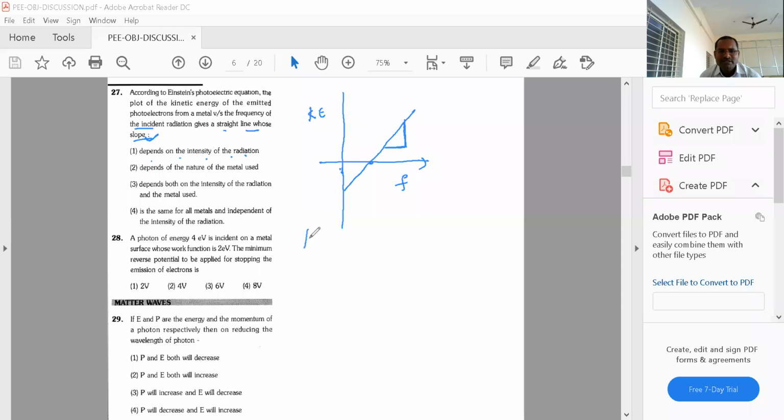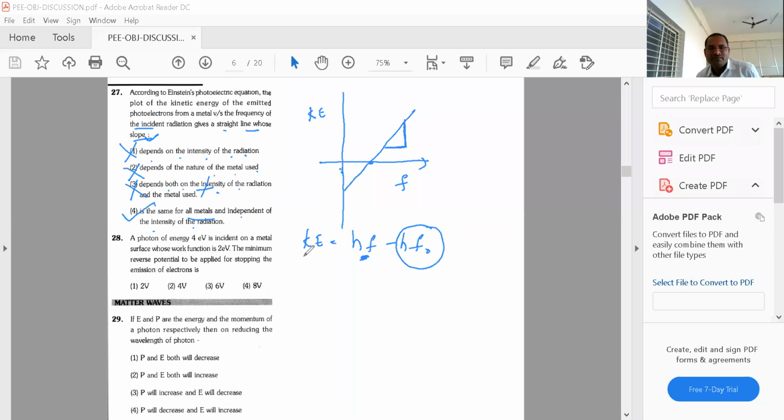See, in this kinetic energy equation, we got hf minus hf naught only. Where is intensity in this equation? So the first option is wrong. Next, depends upon nature of the material used. Nature of the material means threshold frequency, but this f is also there, so we can't say about these two. Depends upon both intensity of radiation and metal: no, intensity doesn't matter, so option 3 is wrong. Next is same for all the metals and independent of intensity of radiation. Yes, option 4 is the right answer.